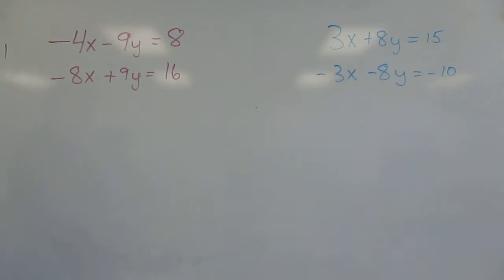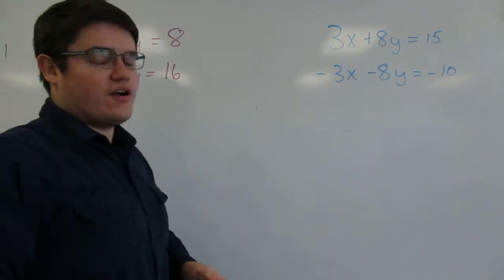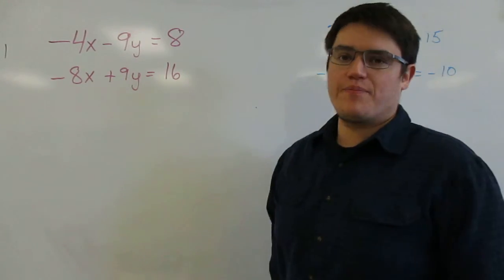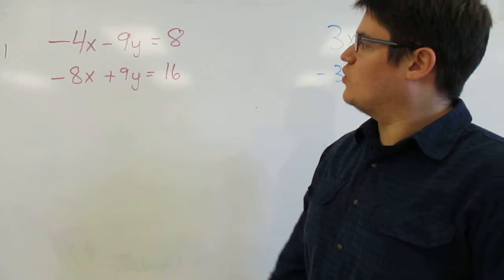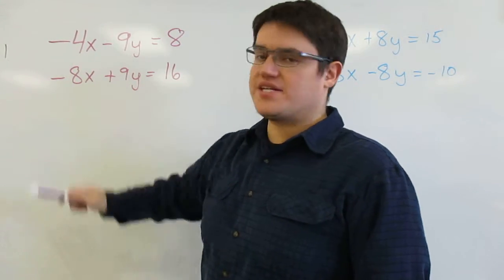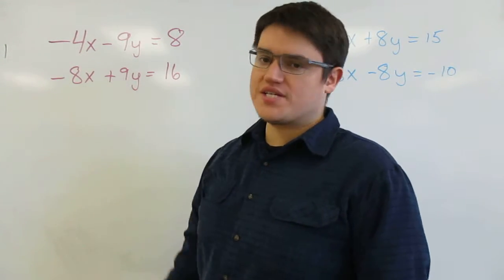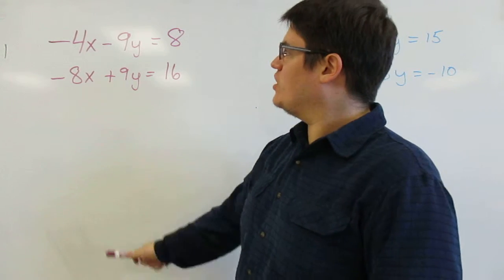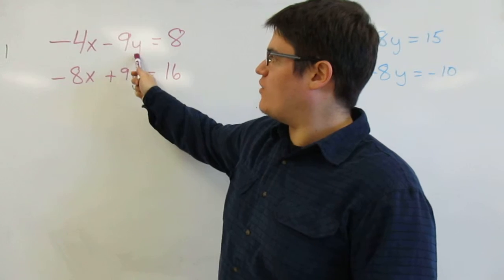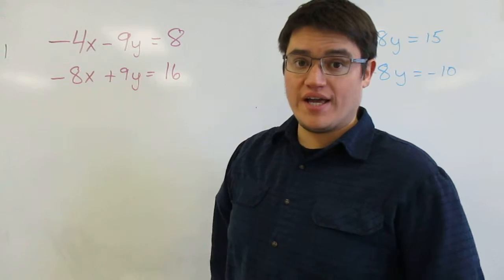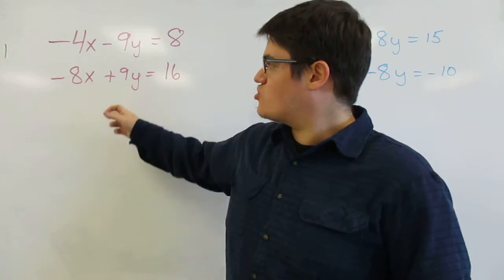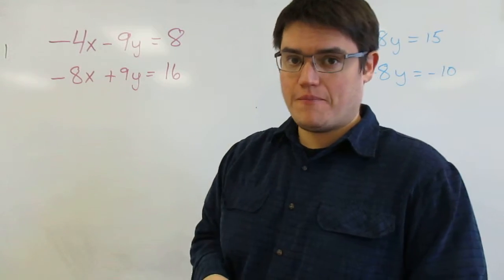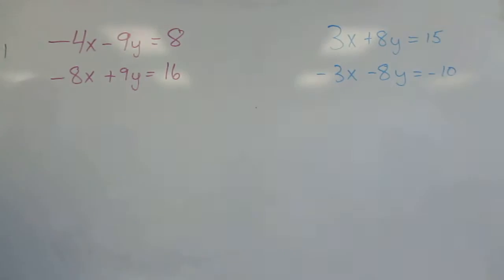Okay, so looking at the first one here, got to pick a variable to eliminate. Well, if you were to add the x's together, negative 4 plus negative 8 doesn't cancel it out. Okay, look at the y's. Negative 9y plus a 9y gives me 0y. So y is the one I want to eliminate. So I'm going to add these two together.